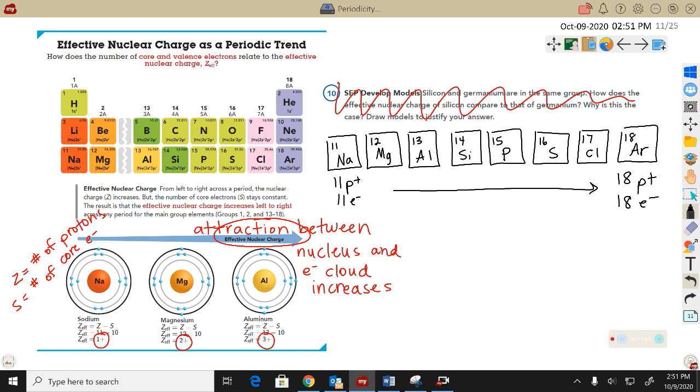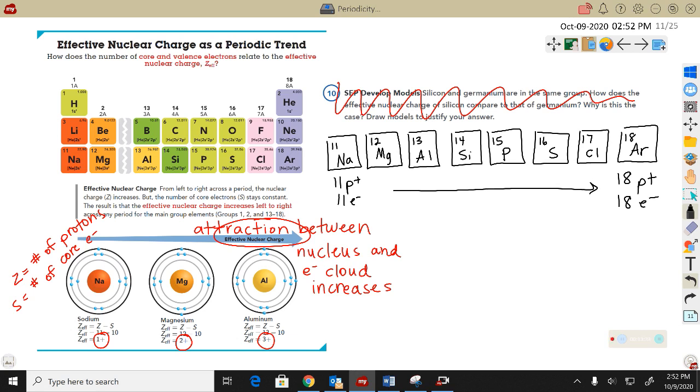Okay, cool. I want you to know that Coulomb's law would say that as we increase the magnitude of the charges, and here the charges are going to be the charge of the nucleus and the charge of the electron cloud, it's the number of protons and the number of electrons. Which do you think is a stronger attraction? 11 protons and 11 electrons? Or 18 protons and 18 electrons? I'm hoping you said 18, right? It's just kind of like having stronger magnets. The more protons and electrons you have, the stronger the attraction.